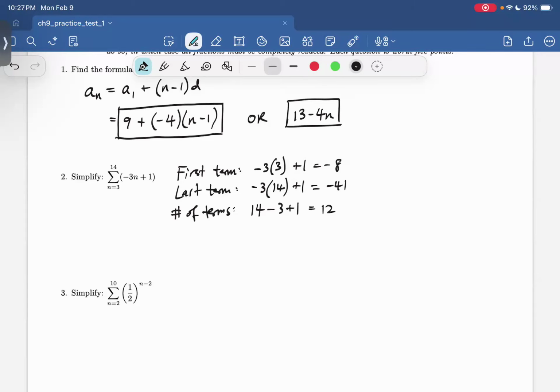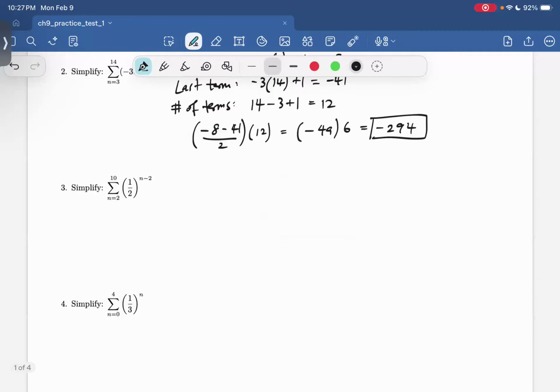So that means our answer is going to be the average of the first and last terms, (-8 minus 41) divided by 2, times the number of terms, which is 12. So we have to simplify this, don't we? So that's going to come out to -49 times 6, which is -200, geez, -294. I'm pretty rusty at mental math these days.